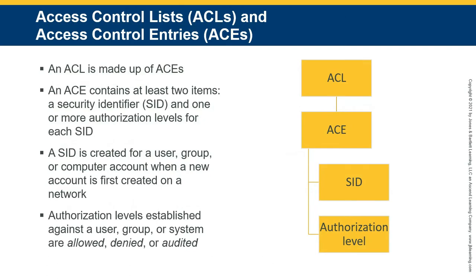Access control lists, ACLs, and access control entries, ACEs. An ACL is made up of ACEs. An ACE contains at least two items: a security identifier, or SID, and one or more authorization levels. A SID is created for a user, group, or computer account when a new account is first created. Authorization levels are established against the user, group, or system, and are allowed to allow, deny, or audit.